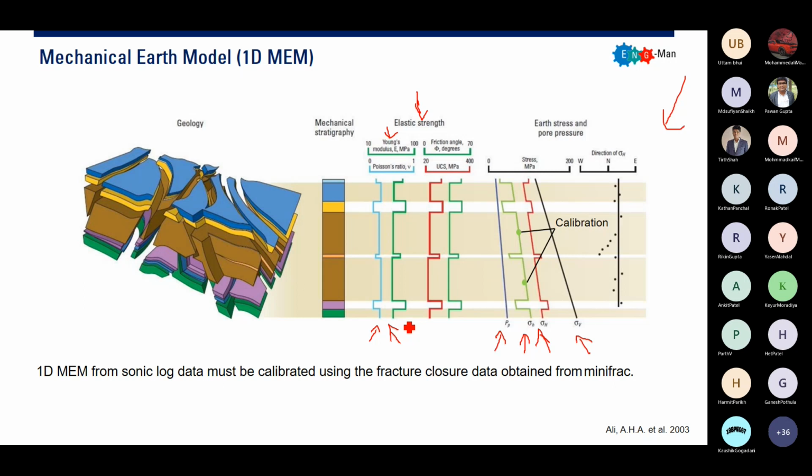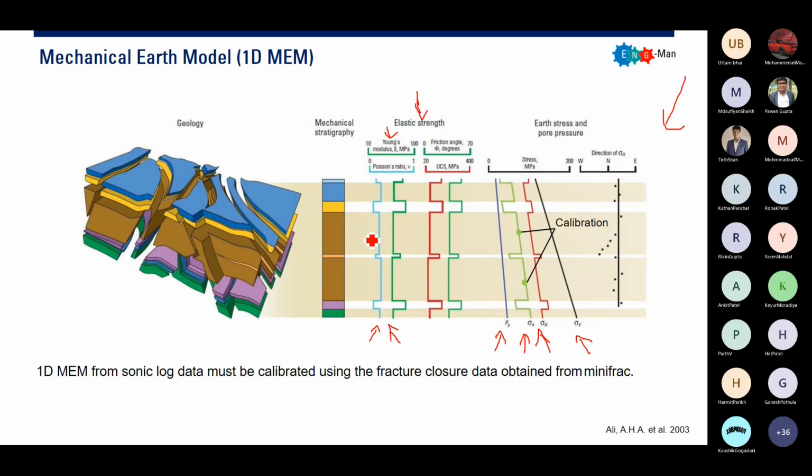And this one, you can see 1D MEM from sonic log data must be calibrated using the fracture closure data obtained from minifrac. Minifrac is done before the main fracturing. And the result from mini-frac is actually minimum horizontal stress. The closure stress is actually the minimum horizontal stress, and we get that from mini-frac.